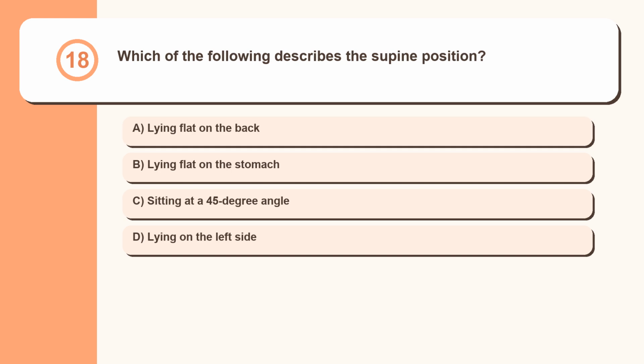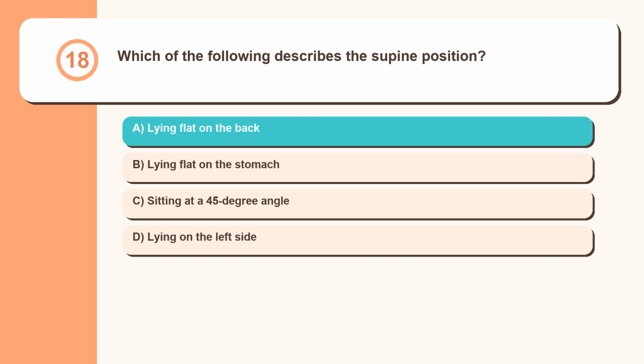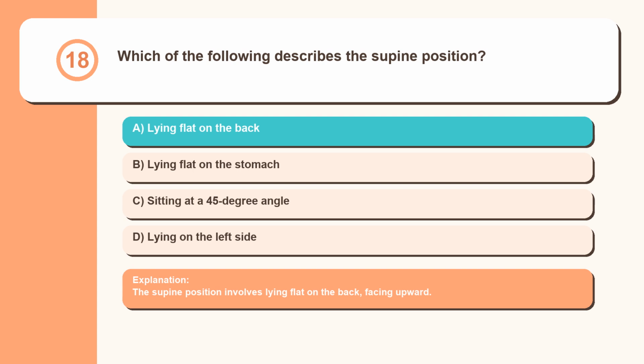Question 18. Which of the following describes the supine position? Lying flat on the back, lying flat on the stomach, sitting at a 45-degree angle, lying on the left side. The supine position involves lying flat on the back, facing upward.